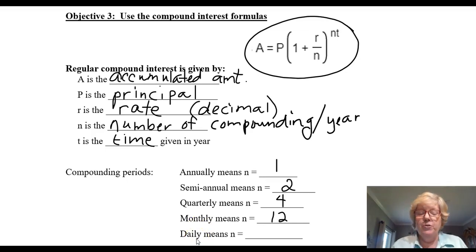and daily compounded interest, which is the same type of interest most credit cards use, is 365 times a year. The more you compound your money more often per year, the more interest is earned. Or if you're borrowing money, that's the more interest you owe.